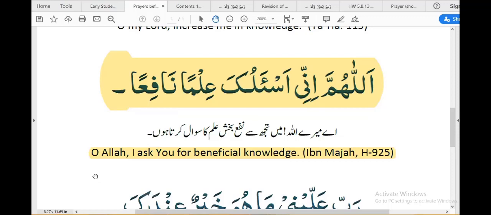O Allah, I ask you for beneficial knowledge. Excellent. Well done. That was really nicely read. Jazakumullah for your help.